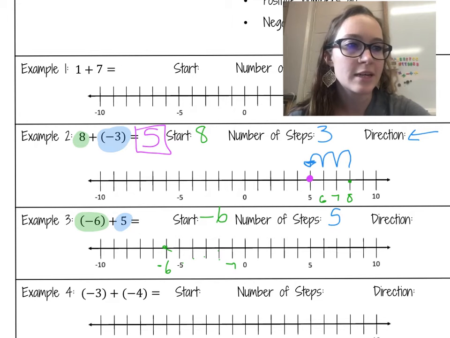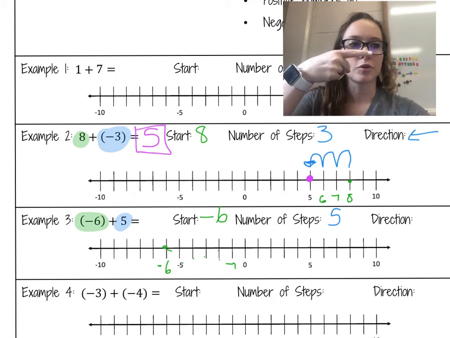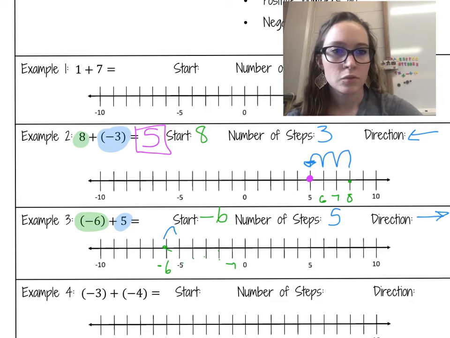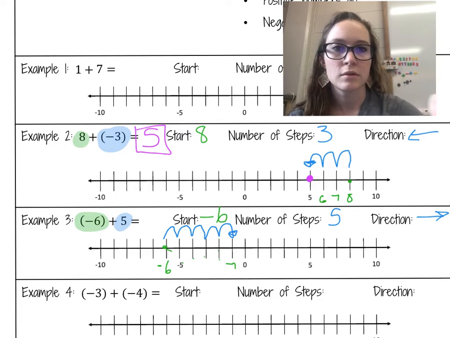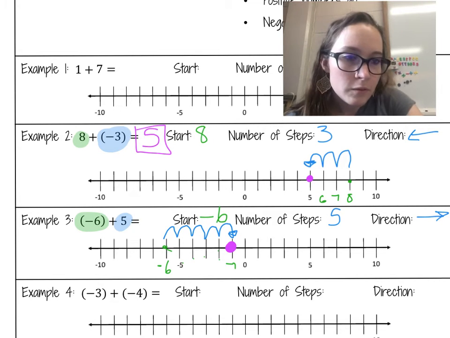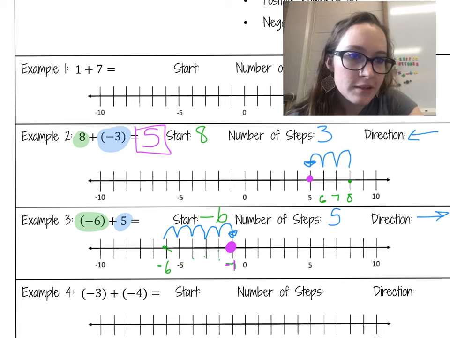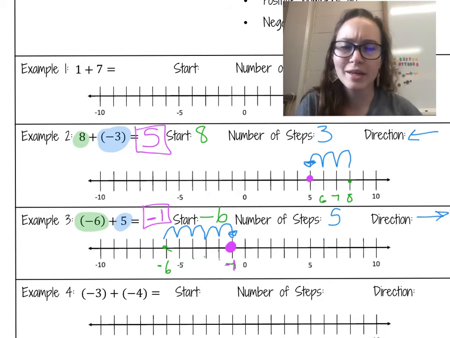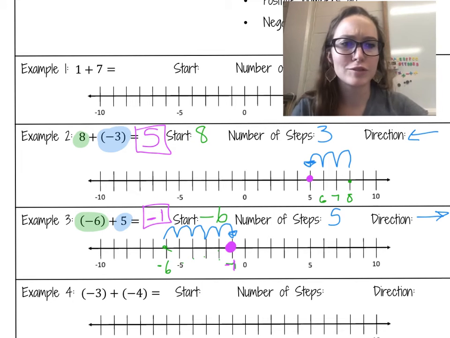I'm going to go 5 steps, and it's positive. So I'm going to go right, which is towards the positive side. So 1, 2, 3, 4, 5. And I landed at -1. With my bad handwriting. There we go. -1. So -6 plus 5 is -1. Look, it just added more negatives. See, you guys are doing great.